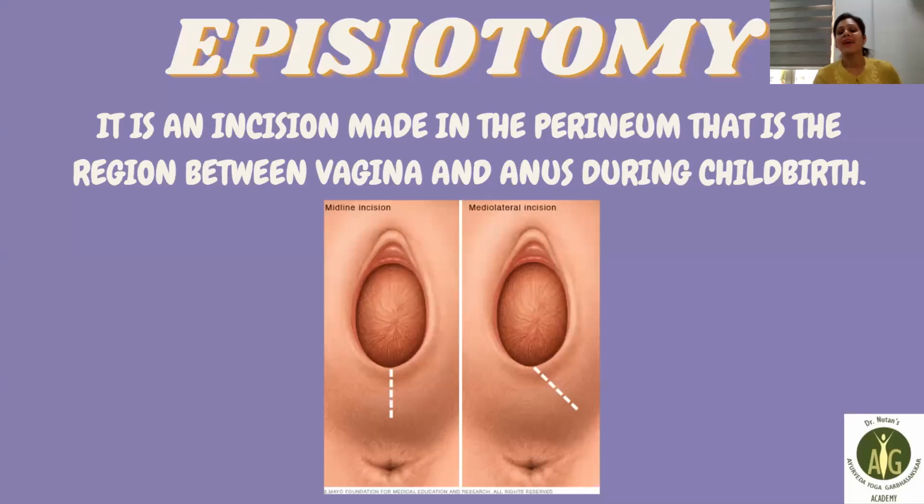And in some cases, when the cervix is not opened completely, the doctor has to inject anesthesia, and an incision is made in the perineum, that is the region between the vagina and anus, so that they can cut and take out the baby in a safer way.